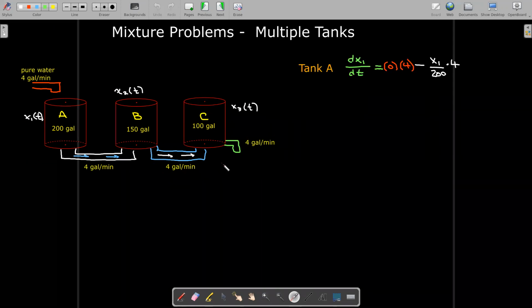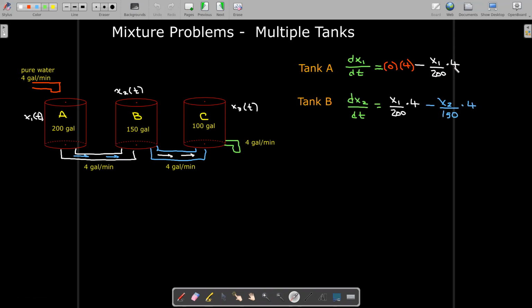For tank A, it's always the rate at which salt is coming in minus the rate at which salt is going out. Actually, no salt is coming into tank A. We can take the 4 gallons per minute, but the concentration of pure water is 0. However, salt is leaving tank A. Whatever the concentration is in tank A, the amount of salt in tank A divided by its volume gives the concentration, and we're pumping that out at 4 gallons per minute.